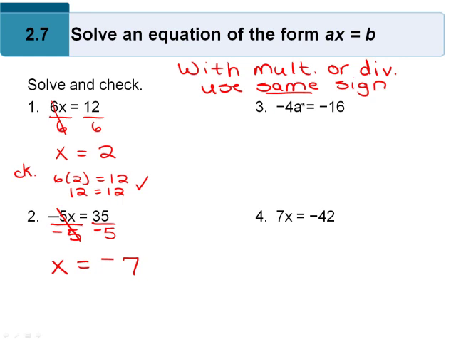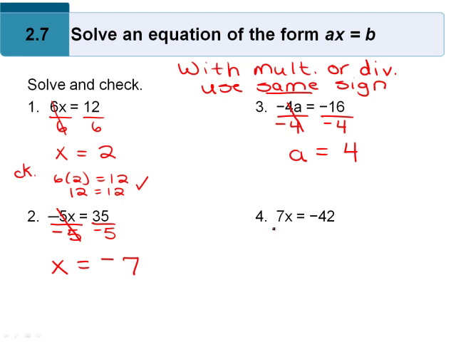Now look at number 3. Same idea. We have negative 4a equals negative 16. So we want to get rid of that negative 4. The way you do that is once again divide by negative 4 on both sides. So the negative 4's cancel, and we bring down a, and a negative divided by a negative. Remember, if the signs are the same with division, the answer is positive, and that would be positive 4.